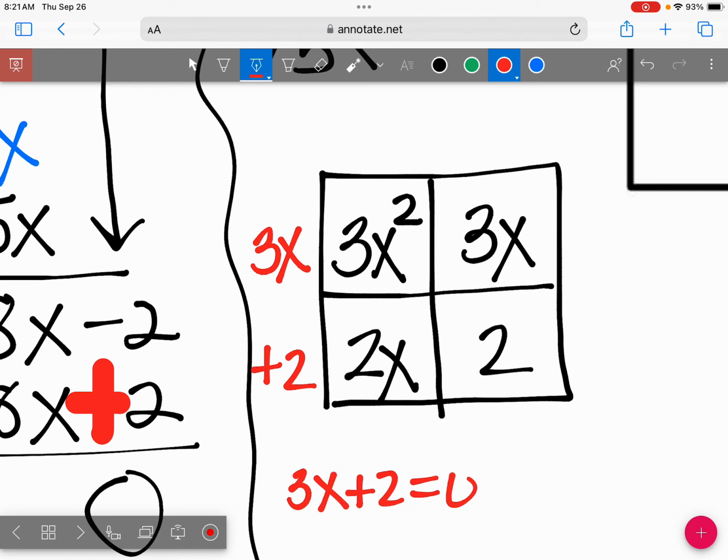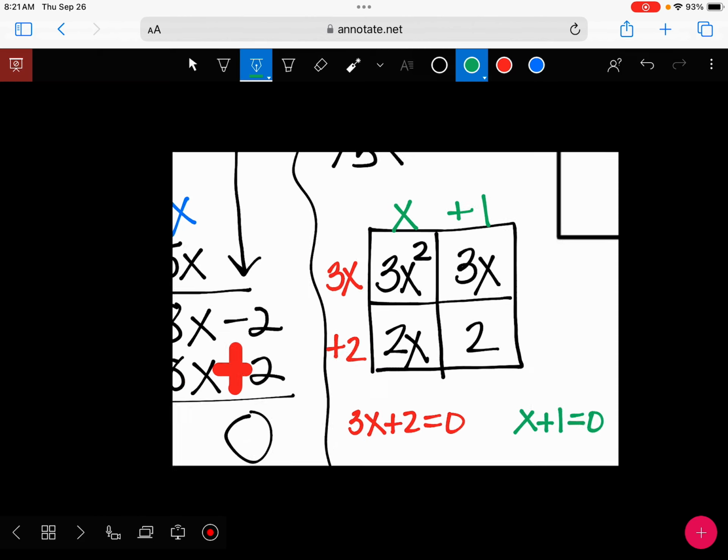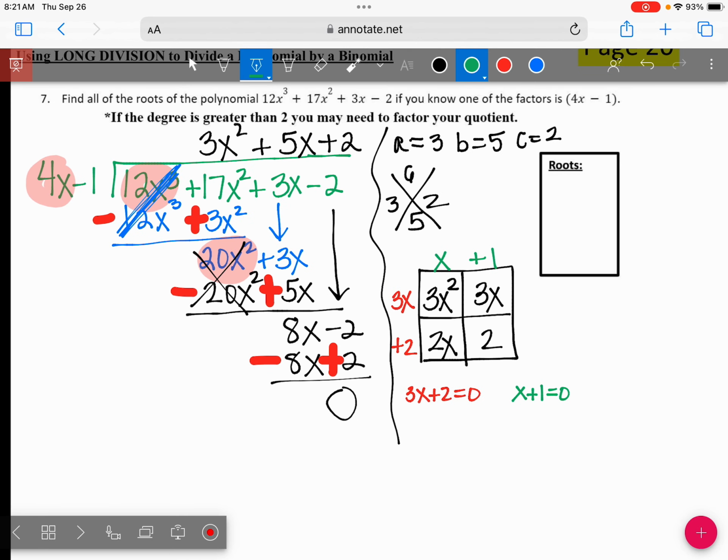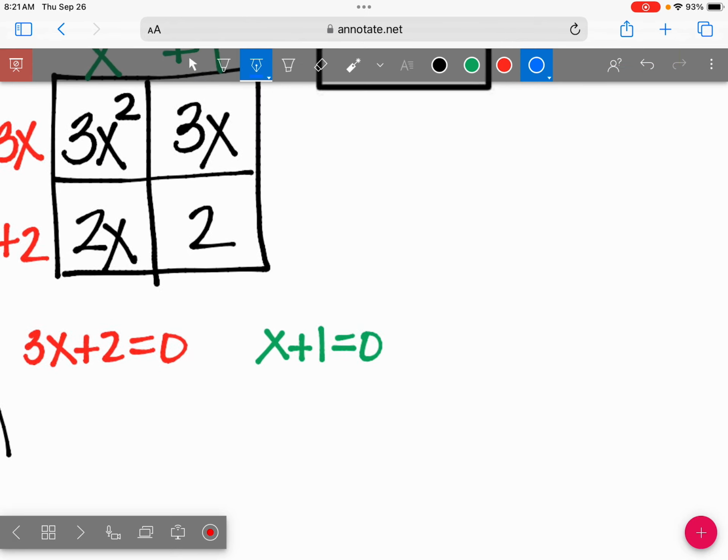I'm going to have to solve that in a minute. The first column, I could take out an x, and the second column, a 1. So we get x plus 1 equal to 0. We got to solve that. And the last factor we have to solve is what they gave us in the beginning. That's 4x minus 1. Don't forget that one. All right, go ahead and solve all three, and write your answers in the box where it says roots.